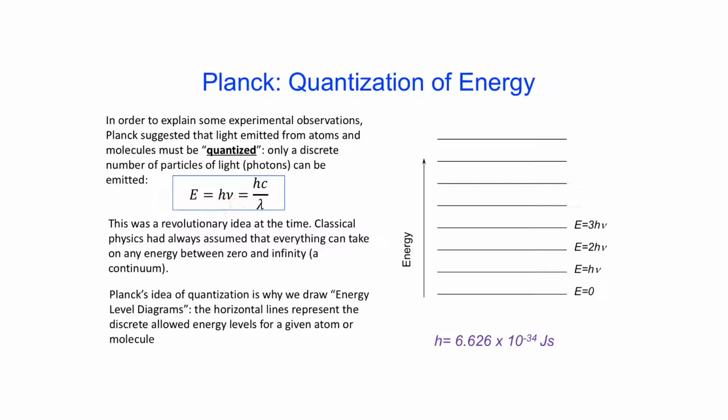H is 6.626 times 10 to the minus 34 joules second, so a very tiny number, times the frequency of our light. Okay, so it's only very specific values of, if we look at our values over here, only very specific values of energy are allowed for our atoms and molecules.